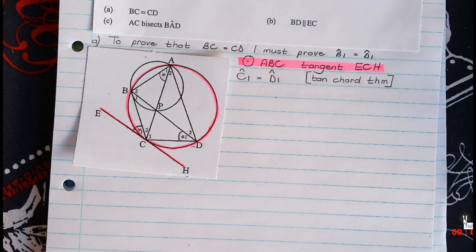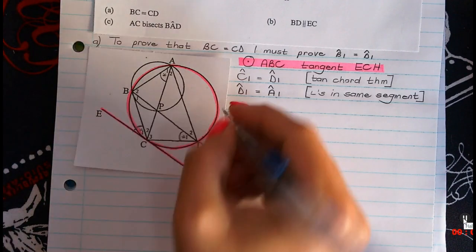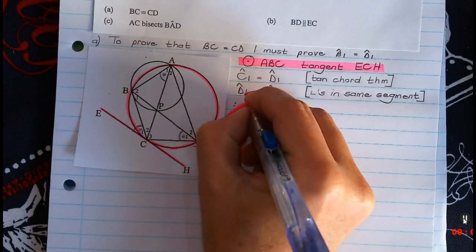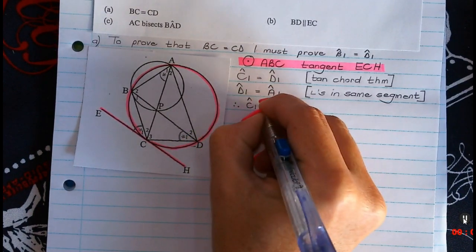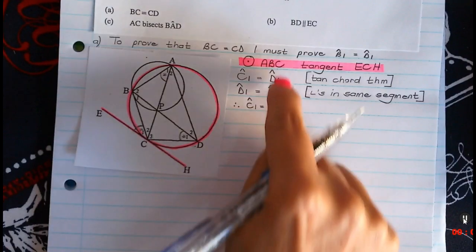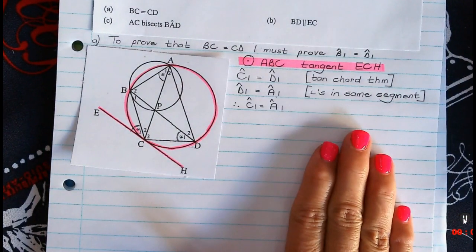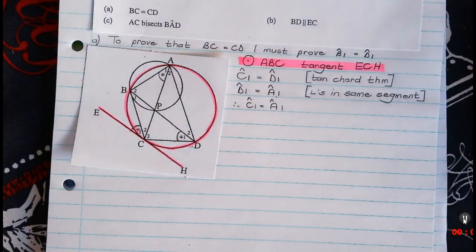Right, so angle C1 equals angle D1, tan chord theorem. When I was done proving that, I noticed that angle D1 is equal to angle A1. So that was angles in the same segment. So from there on, I'm going to use my principle and come to the conclusion that angle C1 is equal to angle A1. Now this is what happened in the pink circle. Let's now go to the blue circle.